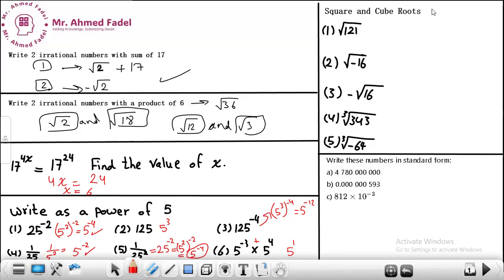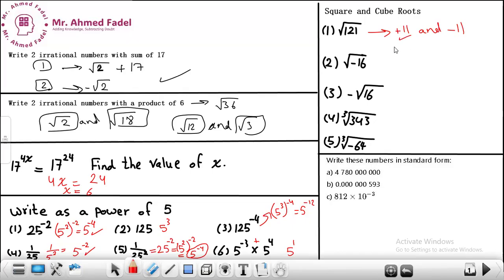Next, square and cube roots. They wanted to find the square root of 121. Don't write just 11. We know that 11 times 11 will give you 121. "Mister, the answer is 11." But I need you to write all the possible answers. So the square root of 121 is actually two numbers. It has two answers: positive 11 and negative 11. Both of them, if you multiply them by themselves, will give you 121.